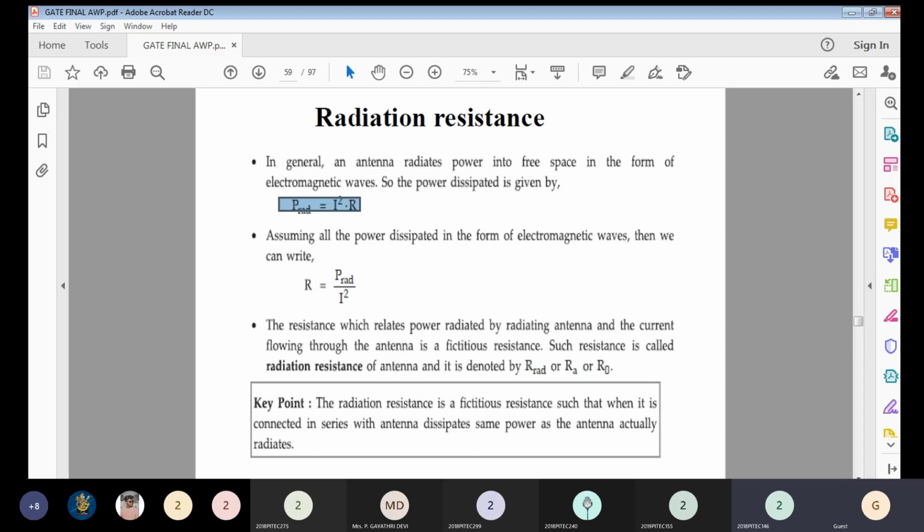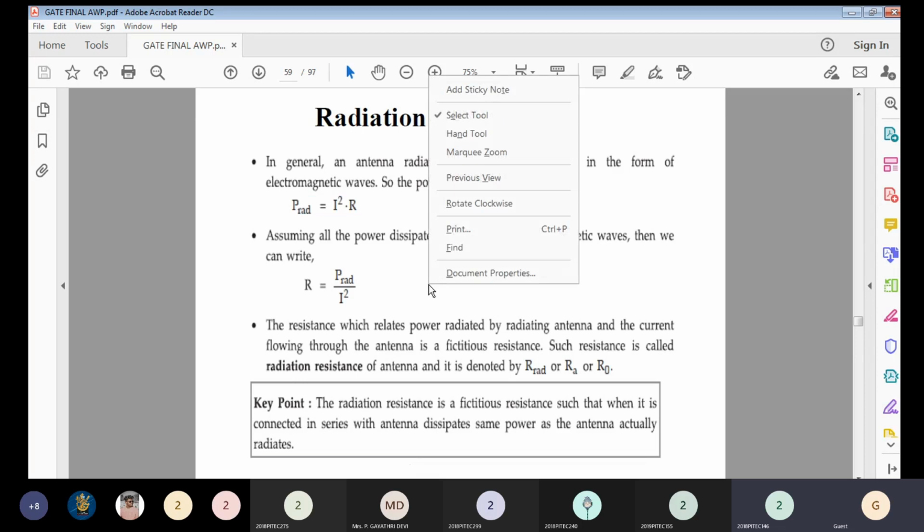The radiation resistance is generally considered a 50 ohm resistance, and with the help of radiation resistance only, the antenna can radiate energy into free space. Keep in mind what is meant by this resistance. The radiation resistance is a fictitious resistance such that when it is connected in series with the antenna, it dissipates the same power as the antenna actually radiates. That is about radiation resistance.